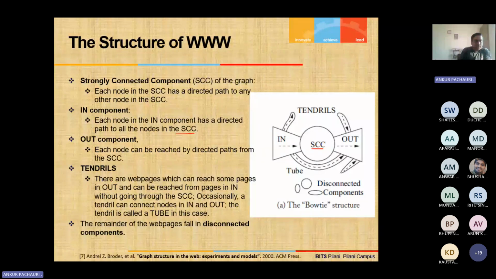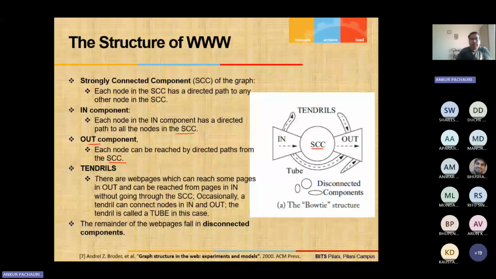Then another part of that structure he called the out component. The out component has all those web pages which were directly reached by nodes of the strongly connected component, meaning the strongly connected component has outgoing edges to that set of web pages. So each node can be reached by a directed path from the strongly connected component. So he called that bunch of web pages the out component.